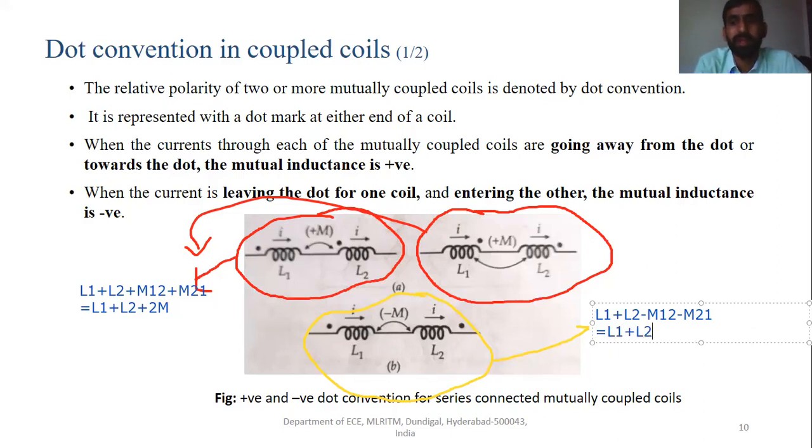plus L2 plus M plus M, which is equal to L1 plus L2 plus 2M, right? So this is how you are going to get the total inductance, right? As it is a series coupled coil, we can have this equation.